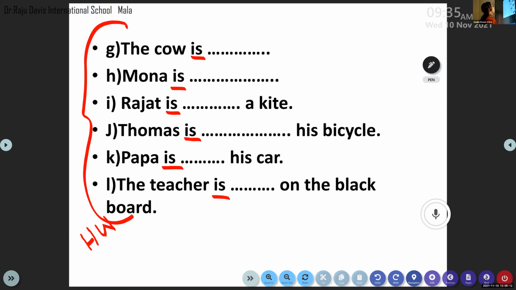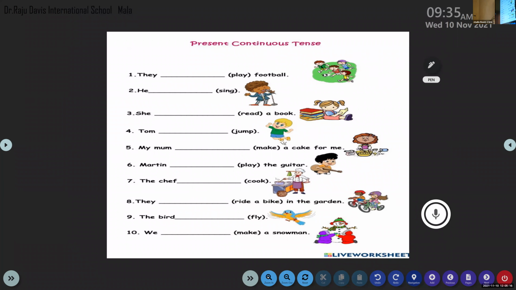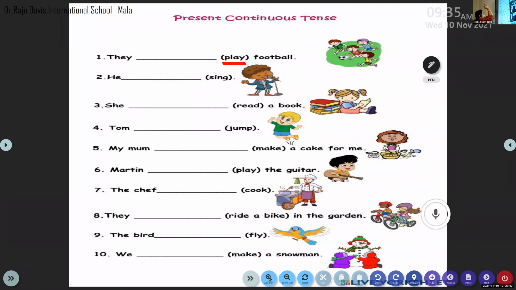Yes, are you all ready? Yes, here is an exercise for you. This exercise is not there in your workbook. Okay, we are going to do it. Are you all ready? Yes. Here, only the verb is given. What we have to do, we have already learned the action in progress form. What is the action in progress? We have to add a helping verb.